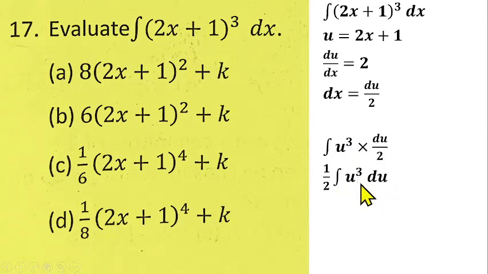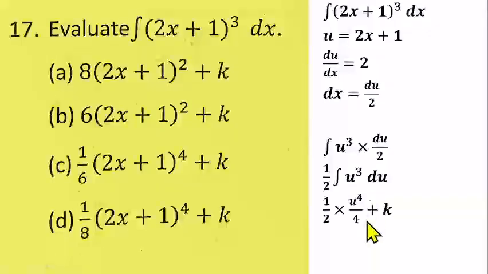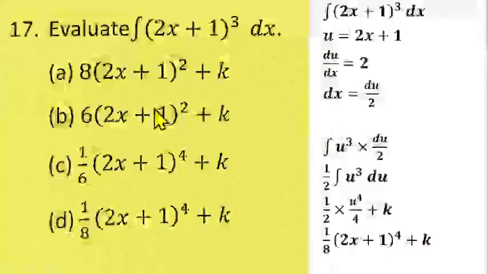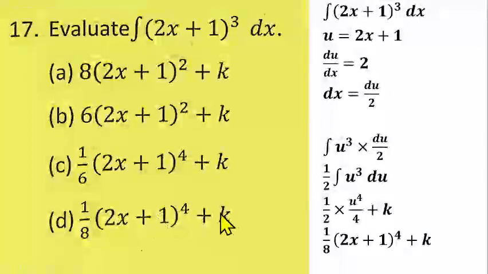If we integrate u raised to power 3 du, that should give us u raised to power 4 over 4. So that will give us 1 over 2 times u raised to power 4 over 4 plus k, which is the constant, and that should give us 1 over 8 into our u, which is 2x plus 1. So if you return that back here, you'll have 2x plus 1 raised to power 4. Then 2 multiplied by 4 will give us 8 here, plus k. So when we integrate this function, we have 1 over 8 into (2x plus 1) raised to power 4 plus k, which is option D. Option D is the correct option for question number 17.